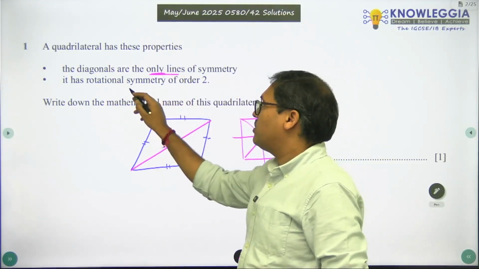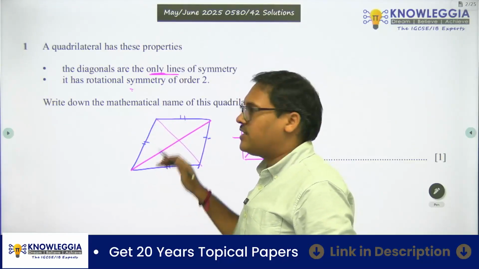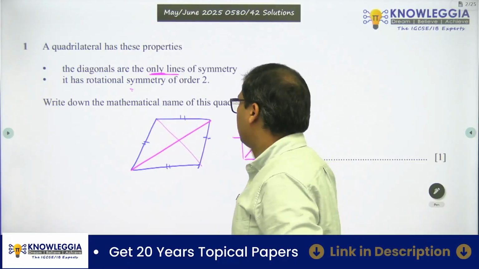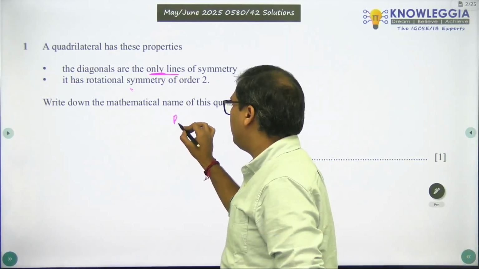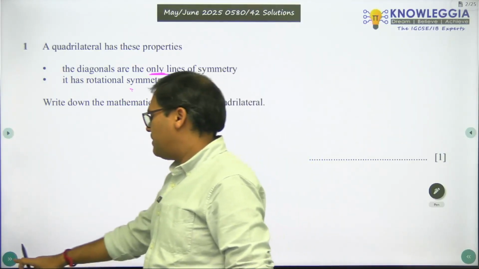And this has rotational symmetry of order 2. You can see if you rotate one or two times, you'll get the same figure. That is why this is rotational symmetry. So what is the answer for this? The rhombus. The answer will be rhombus. Okay. So this is how you can easily understand this.